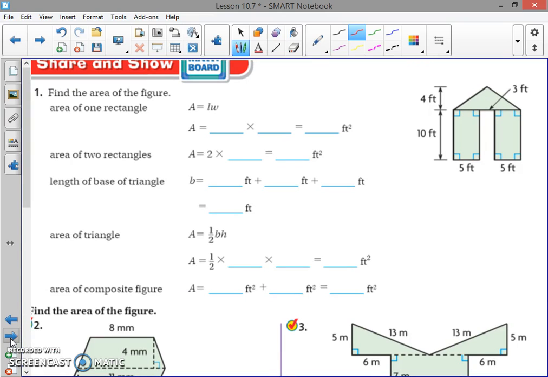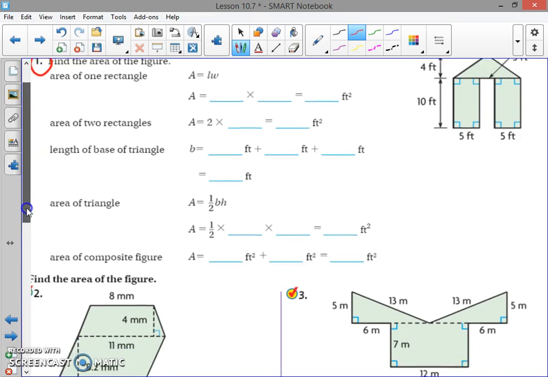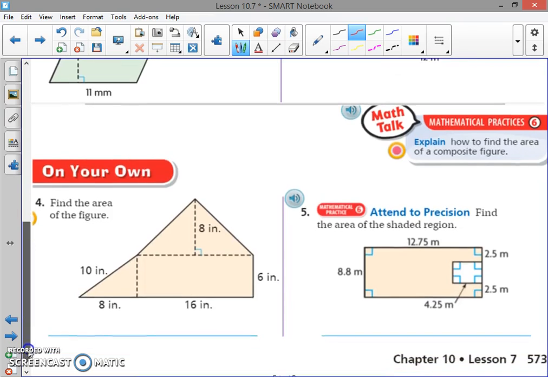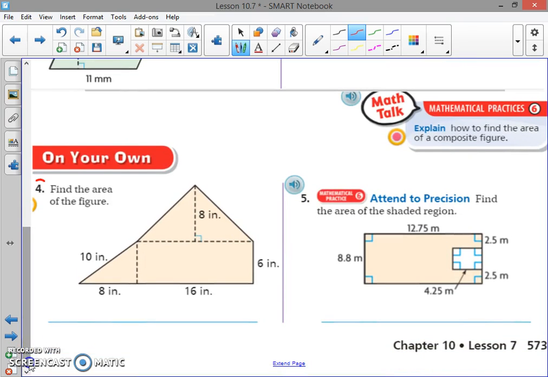Excellent. Okay, under the share and show, I'd like you to do number 1 on your own for tomorrow, and on your own, number 4.